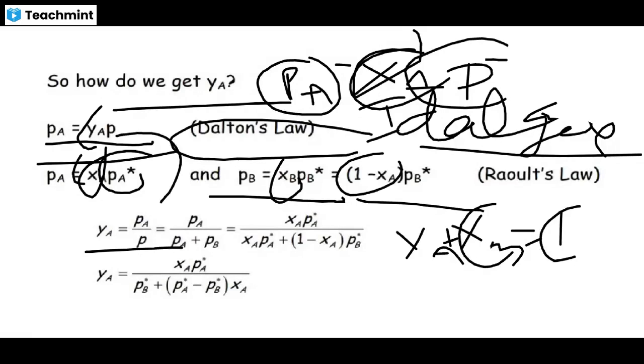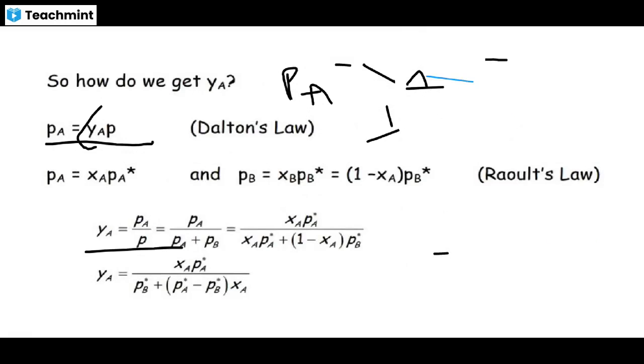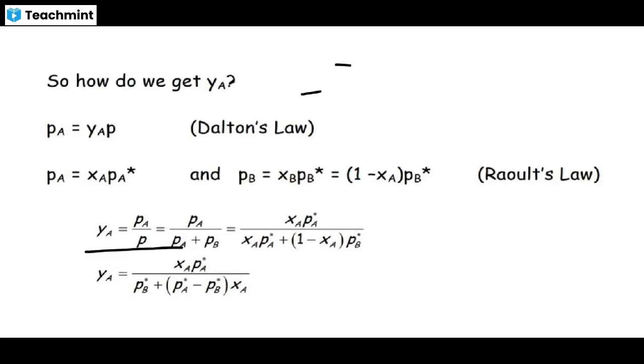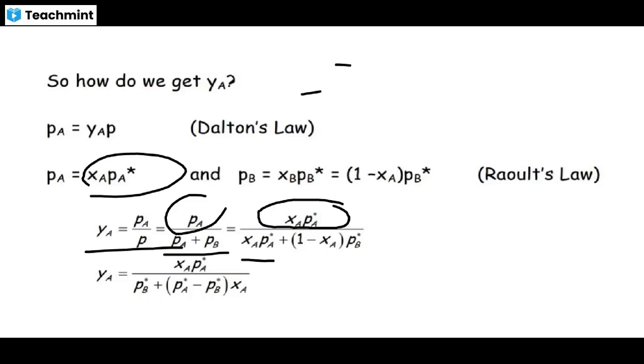Okay, so here, take this. PA equals PA, where P is the total pressure, PA plus PB. Okay, so PA is nothing but XA into PA star. Here XA into PA star divided by P equals YA, and PB equals 1 minus XA into PB star. Okay, this is for YA. YA is the mole fraction in the gas phase.